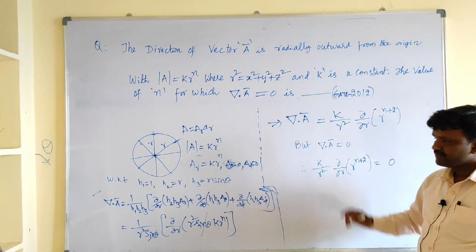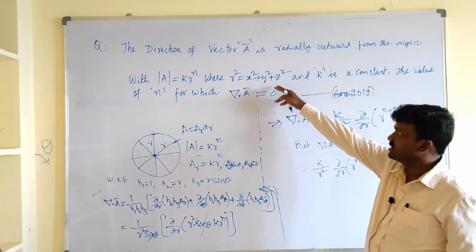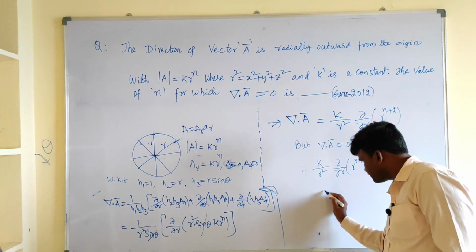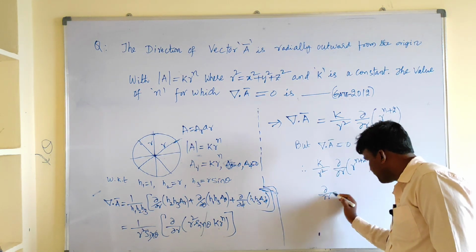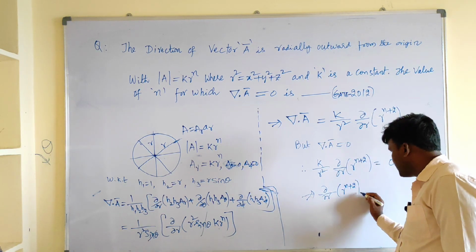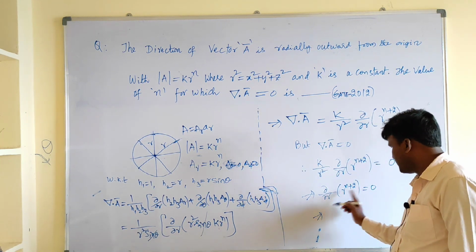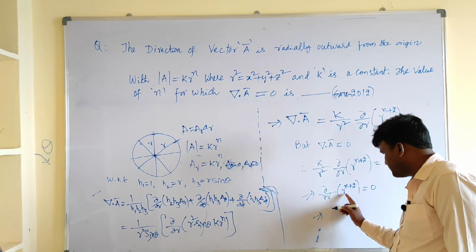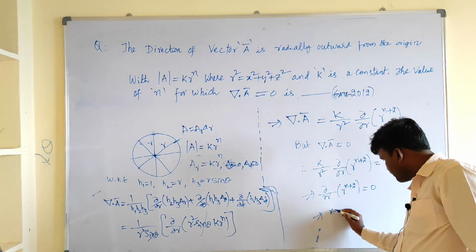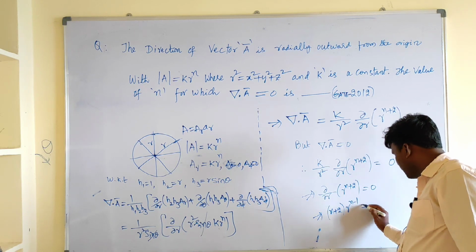What about this k? Constant. And r square is x square plus y square plus z square. Sending this term to the other side, you will get 0. That implies dou by dou r of r to the power n plus 2 is equal to 0. Perform the partial differentiation, that is nothing but n plus 2 into r to the power n minus 1 is equal to 0.